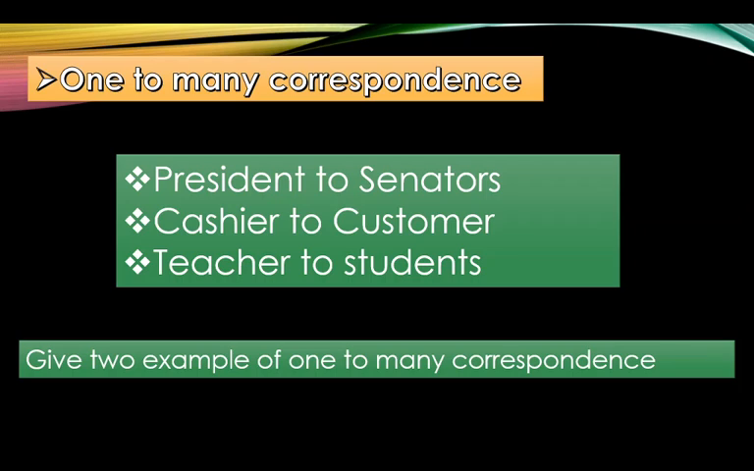Okay, so let us have here an example of one-to-many correspondence. In real life, we have the president to senators. We have only one president compared to how many senators do we have? 24, I think. Then we have cashier to a customer. So, yung cashier, iisa lang. And then, ang dami nakapila sa kanya mga customer na nagbabayad. So, that is one example of one-to-many. And the teacher to students. Isang teacher, maraming estudyante. So, give 2 examples of one-to-many correspondence. Write the examples in your notebook.